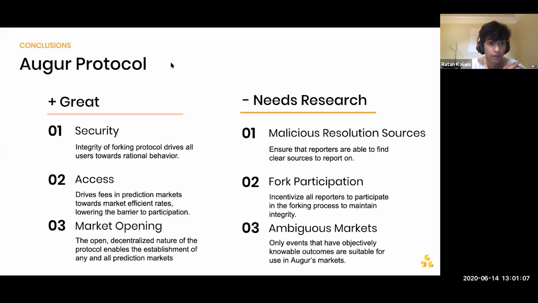Additionally, the Augur protocol relies on all reporters being incentivized to participate in the forking process. This is accomplished by the fact that if you don't migrate your reputation during a fork into a child universe, you're going to lose all of it. As a result, we see the need for possibly a way to incentivize reporters to participate in the forking process earlier on, or to ensure that it doesn't actually happen. But when it does happen, all reporters are incentivized to participate to maintain the integrity of the platform.